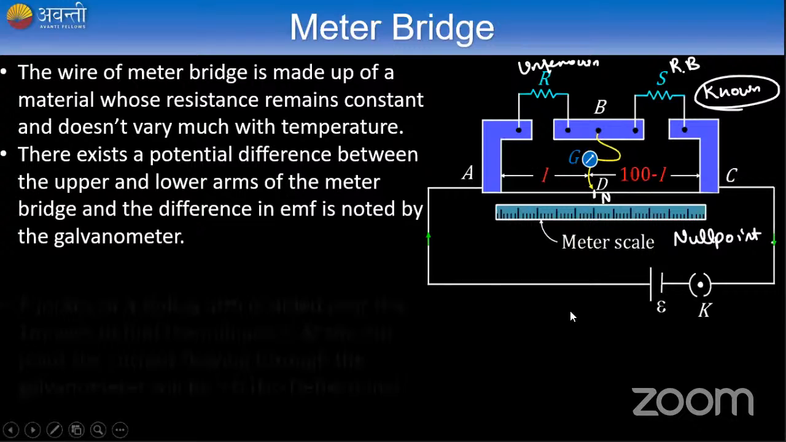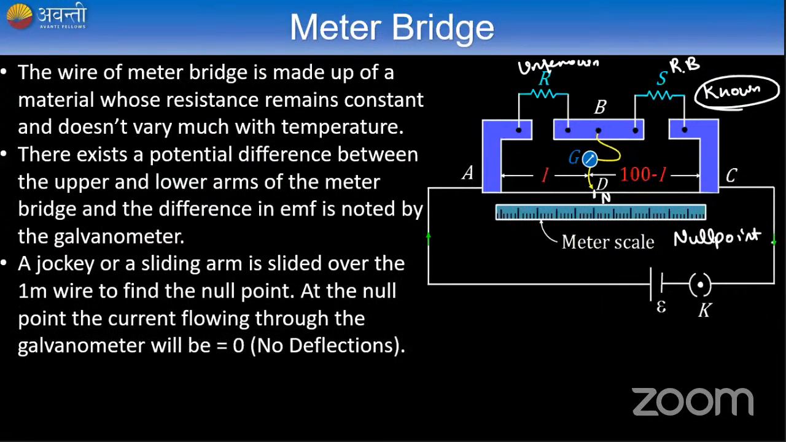This is similar to the Wheatstone bridge balance condition. So there will be no deflection in the galvanometer. This point is called the null point, and there will be no current flowing through this galvanometer.